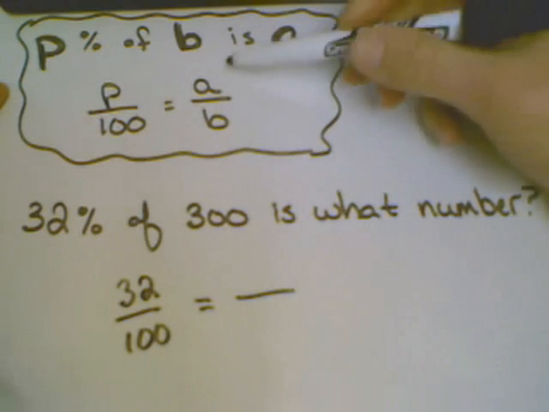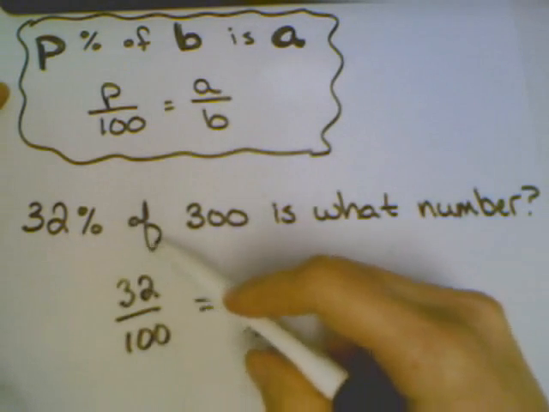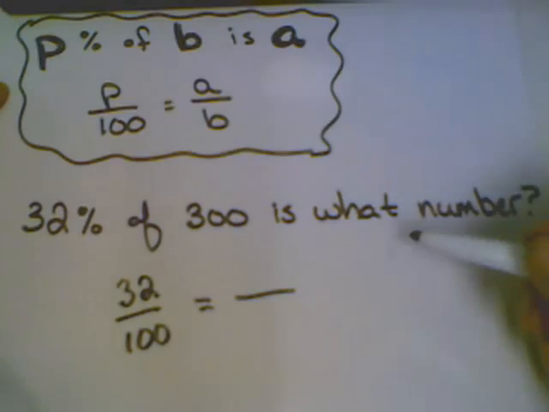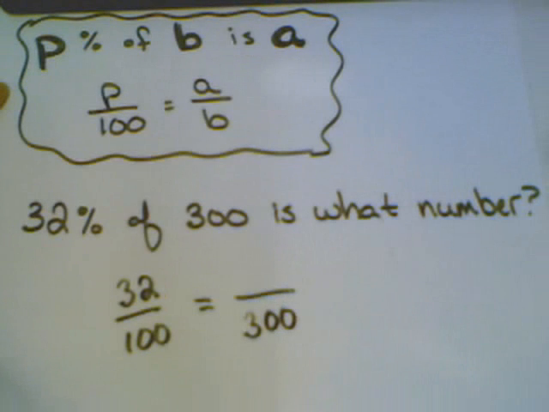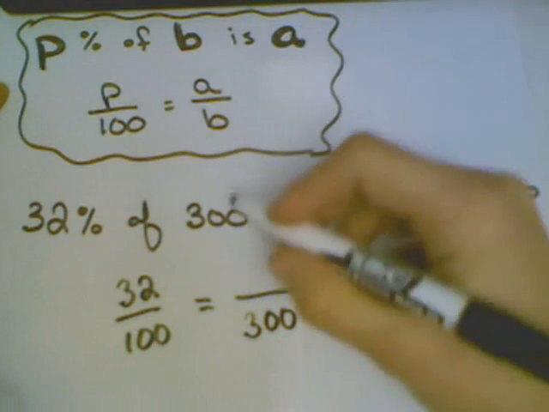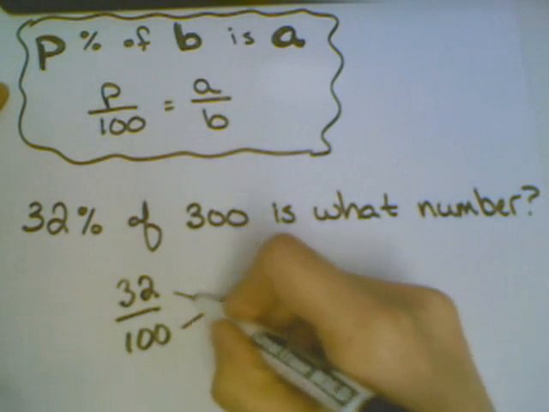Equals, and I'll have my other fraction over here. I've got to figure out what A and B are. Well, it says 32% of 300. Because 300 comes after the of, that means 300 is the B. And then, is what number? What number is where the A should be, and A is the number that we're looking for. Now I have a proportion, an equation I can solve for the missing number.